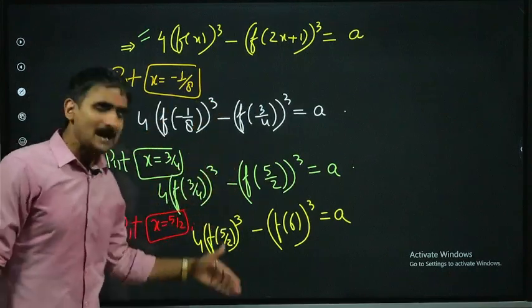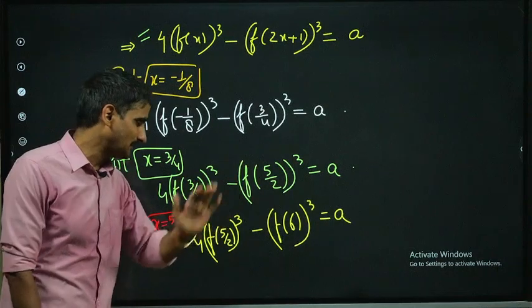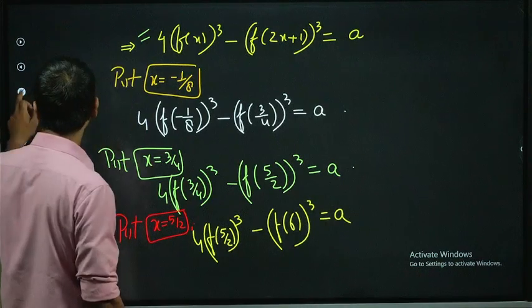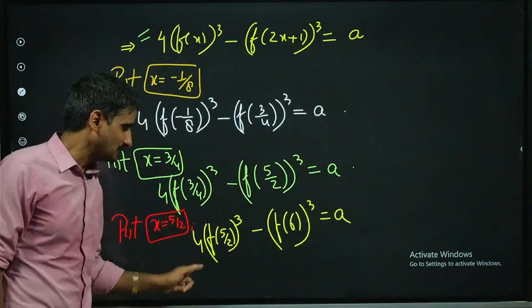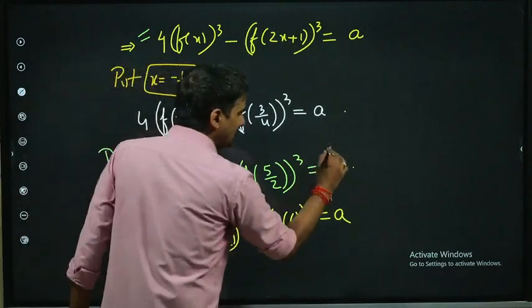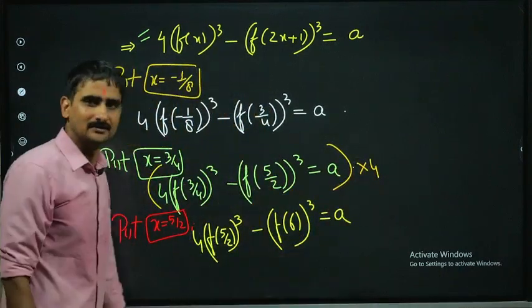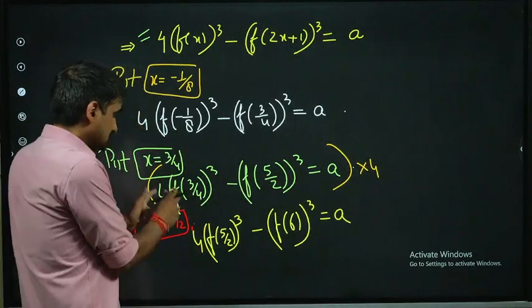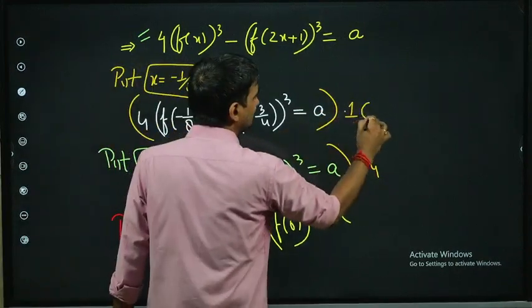Now we have to add them in such a way that f of 3 by 4 and f of 5 by 2 get cancelled. Okay, so what will I do? We need 4 here, because when you add them, the 4 will get cancelled. So I will multiply this entire term by 4. And when you add them, the 4 will get cancelled. Fine. So this gets 16, so I will multiply this entire term by 16.